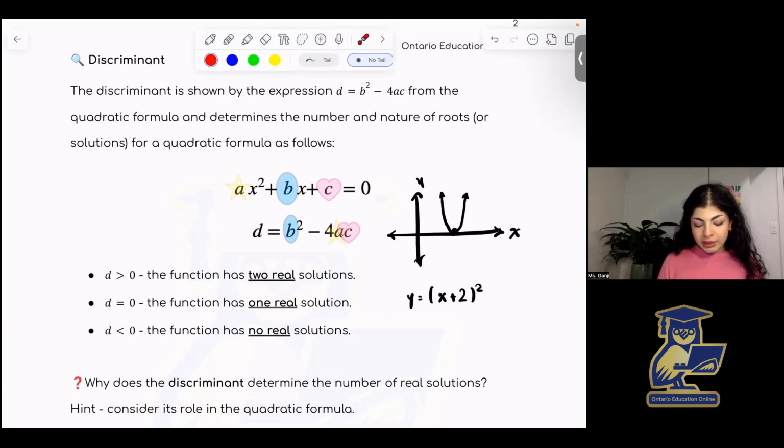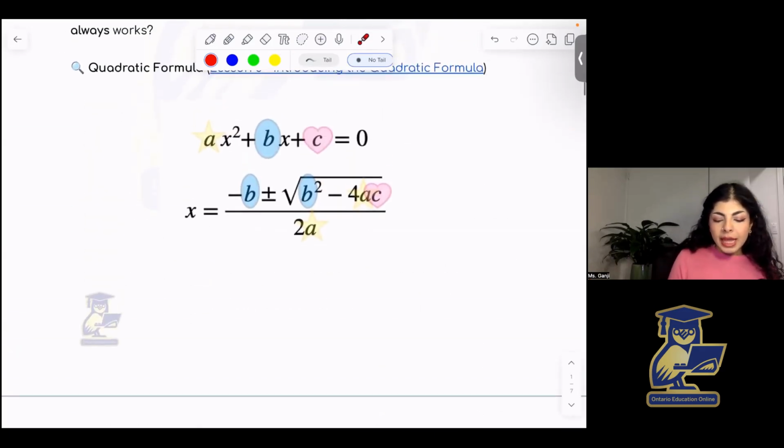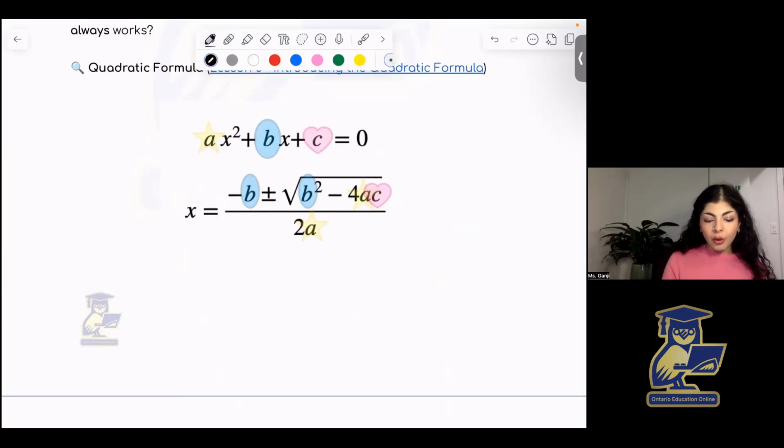And your hint is consider its role in the quadratic formula. So if we go back to the quadratic formula, that b squared minus 4ac is under the square root. So whatever value it has, it's under the square root. So if this is greater than, so d is greater than 0, that means we have a possible square root.